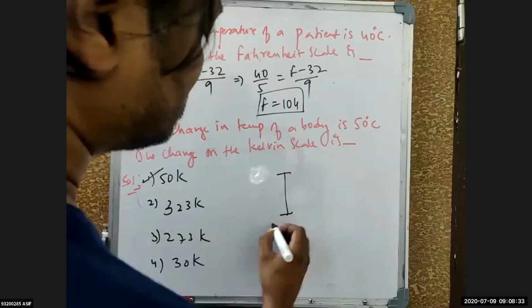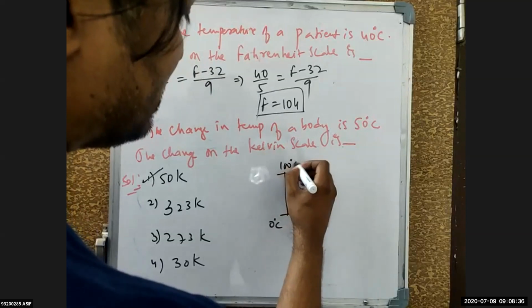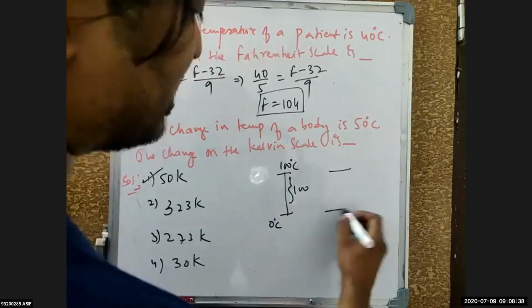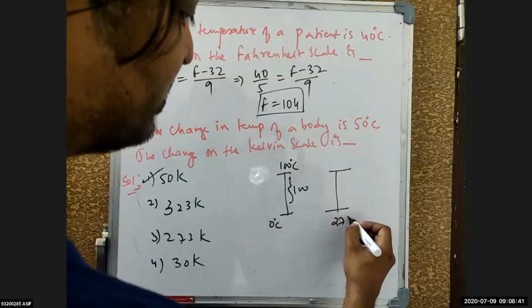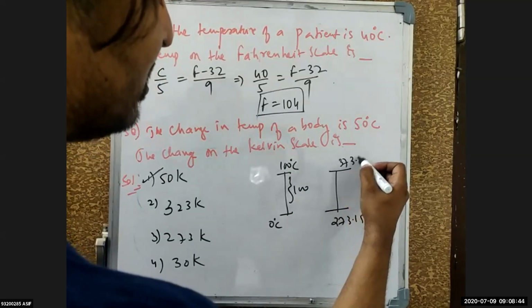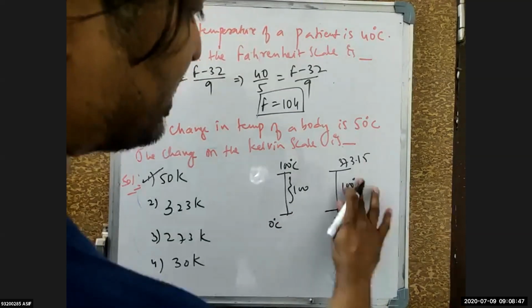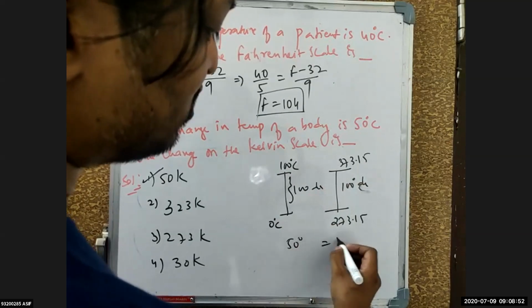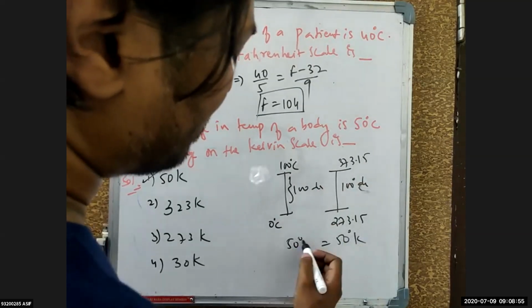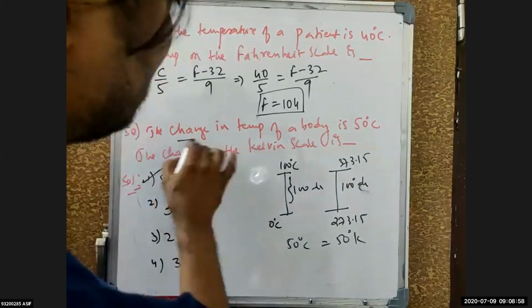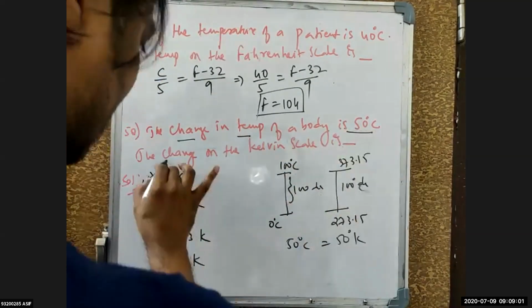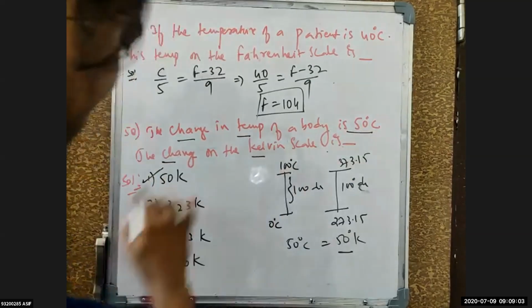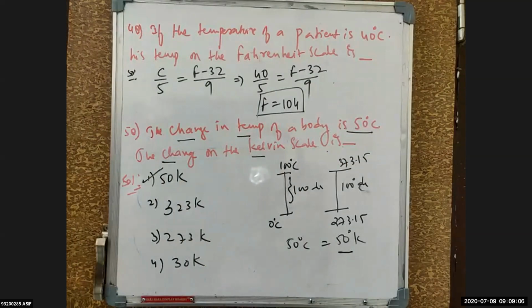For the Celsius scale, this one is 0 degrees centigrade and this one is 100 degrees centigrade. The number of divisions is how much? 100. For the Kelvin scale, down here is 273.15 and here is 373.15. The number of divisions is how much? 100 divisions only. If there are 50 differences in this one, it should also be 50 differences in Kelvin. So a change of 50 degrees centigrade is also equal to how much on the Kelvin scale? 50 Kelvin. Clear for everyone? Yes, sir.